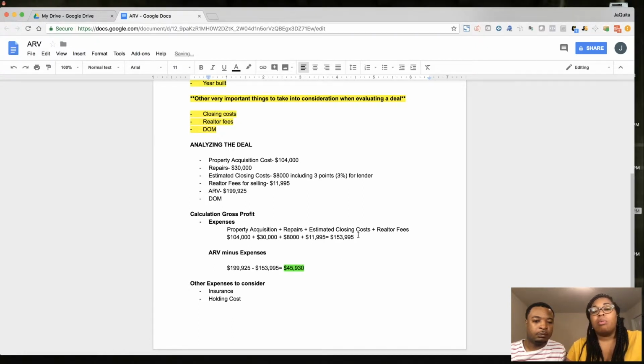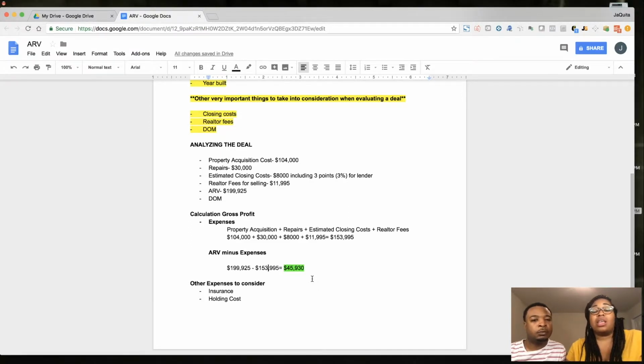All right, so that brings us up with a total expense of $153,995, right at $154,000. So with the total ARV, the total amount that you want to sell the property for being right at $200,000, $199,925 minus that $153,995, you come up with a gross profit of $45,930. And so that's a pretty nice profit for a flip.